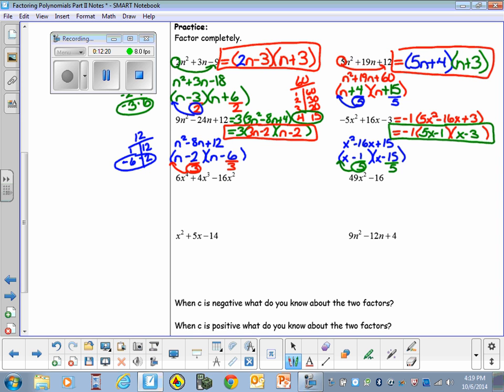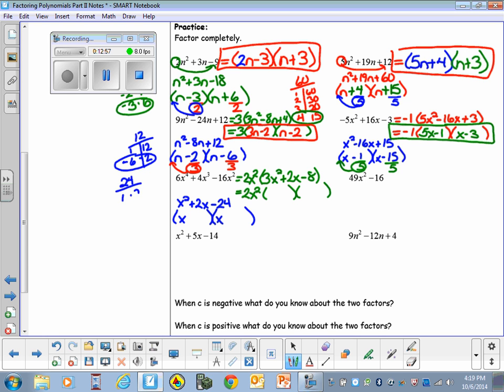Next example, 6, 4, and 16, I can pull out a 2. I can also pull out an x squared, leaving me with 3x squared plus 2x minus 8. So my final answer is going to be 2x squared times a binomial times a binomial. Let's look at x squared plus 2x minus 3 times 8 is 24. So I know I'll have x and x.